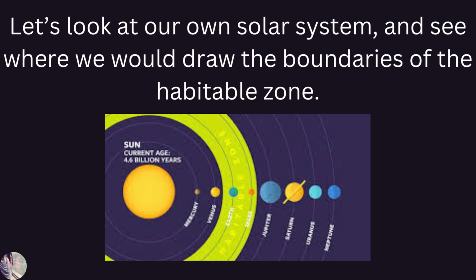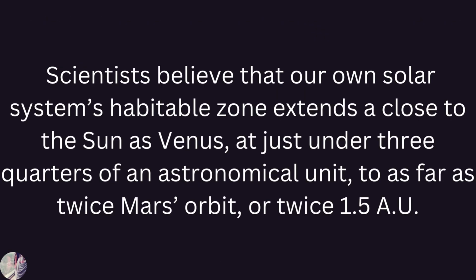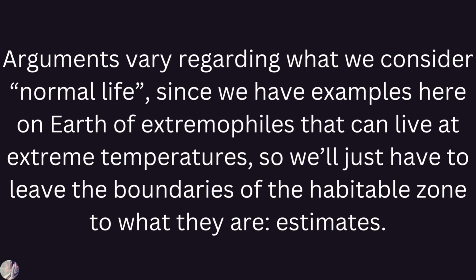Let's look at our own solar system and see where we would draw the boundaries of the habitable zone. Scientists believe that our solar system's habitable zone extends as close to the Sun as Venus, at just under three-quarters of an astronomical unit, to as far as twice Mars' orbit, or 1.5 astronomical units. Arguments vary regarding what we consider normal life, since we have examples here on Earth of extremophiles that can live at extreme temperatures. So we will just have to leave the boundaries of the habitable zone as estimates.